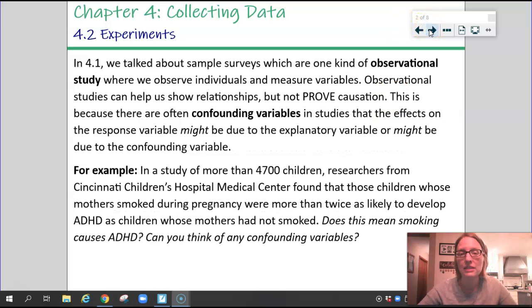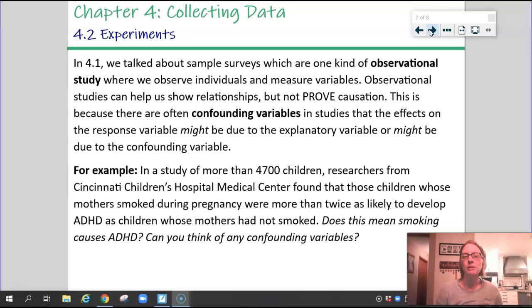So to put this in context, in 4.1 we learned about all these different ways to do sample surveys, which are just one type of observational study. Observational studies can give us really good data, but ultimately we can never use an observational study to prove a cause and effect relationship, right? We can use them to demonstrate that 2 variables are related, but not to say one caused the other. That's where experiments are going to come in, okay? The reason we can't use observational studies to prove causation is because of confounding variables.